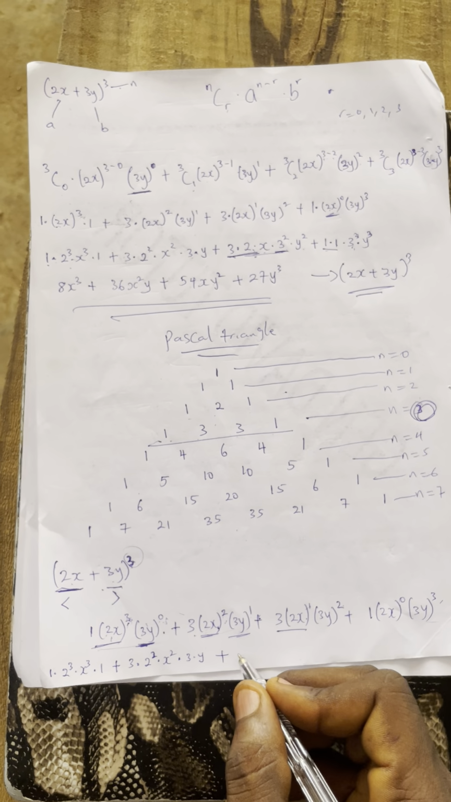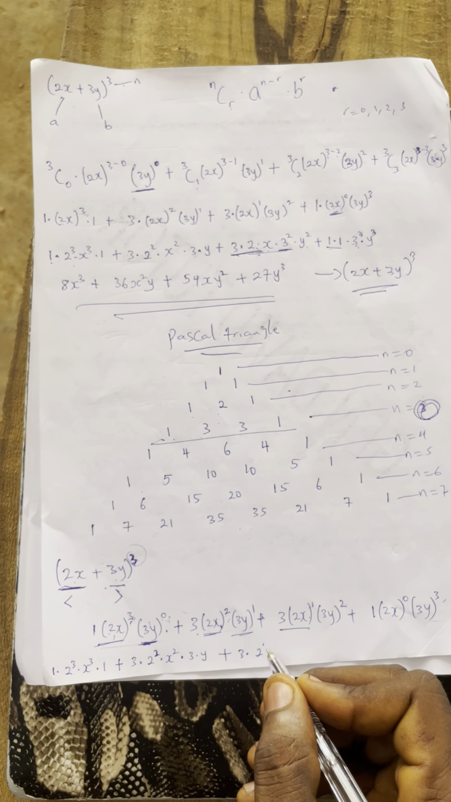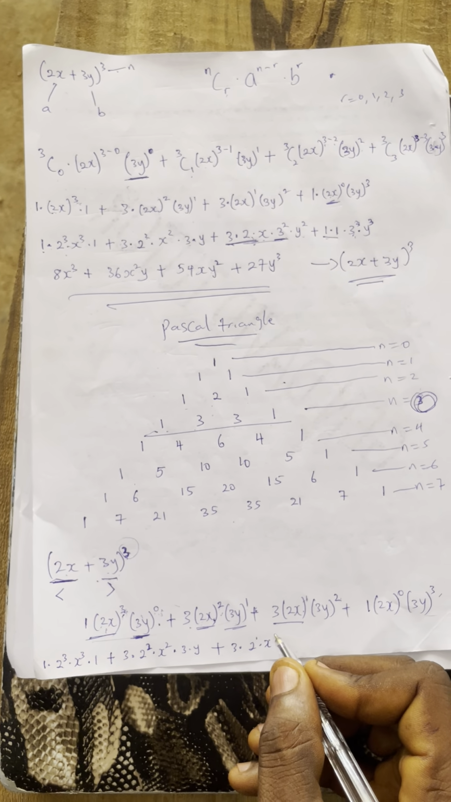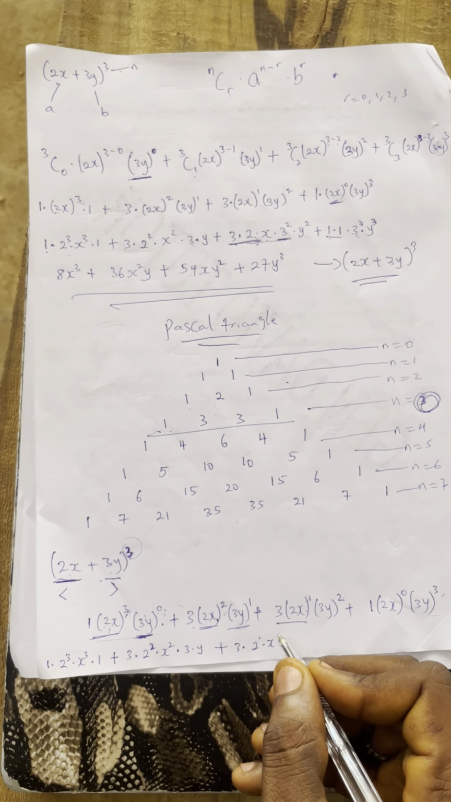Plus, let's take this one. That will be 3 multiplied by 2 raised to power 1. Then multiply by x raised to power 1 as well. Then multiply by 3 raised to power 2. Multiply by y raised to power 2.